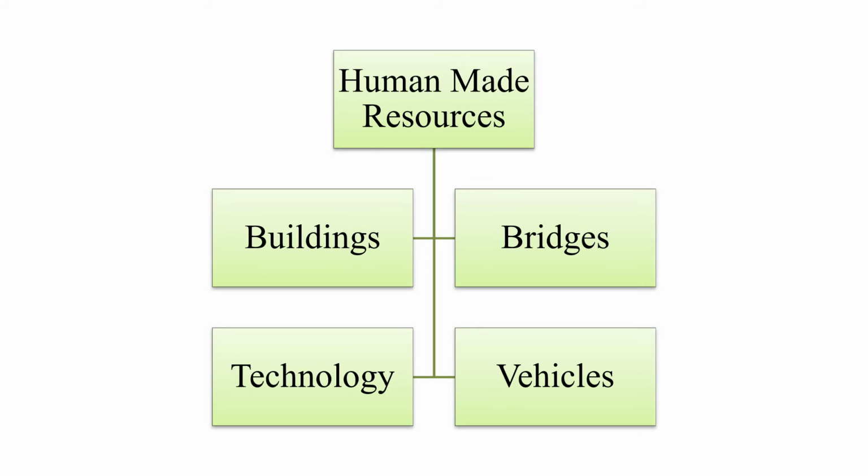Human-made resources are those resources which are made by humans and not obtained naturally from nature. Some examples of human-made resources are buildings, bridges, technology, vehicles. Someone said the most technologically efficient machine that man has ever invented is the book. Let us check how efficient we are.